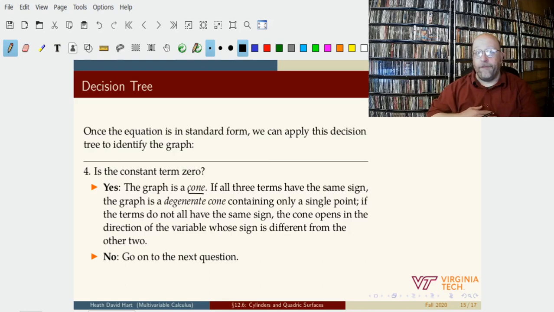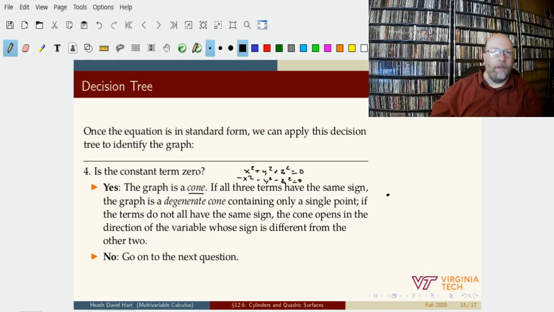Flat out, it's a cone. There's one weird special case if all three terms have the same sign. So if we have x squared plus y squared plus z squared equals 0, or negative x squared minus y squared minus z squared equals 0. This is the special case where we only have a single point, a cone that's failed to open. It's called a degenerate cone.